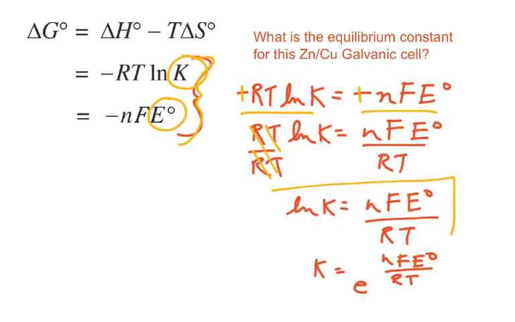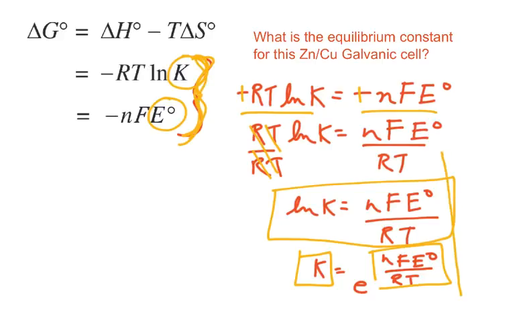And so I just rewrote it here. And then the last step, in order to get rid of that ln, we're going to take e to both sides. So the equilibrium constant is equal to e to this whole expression, NFE over RT. And we can get that just from these equations that are given on the AP exam.